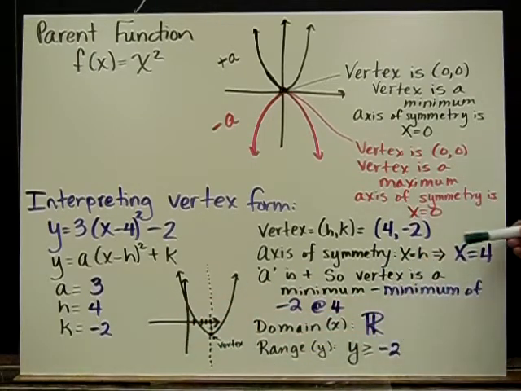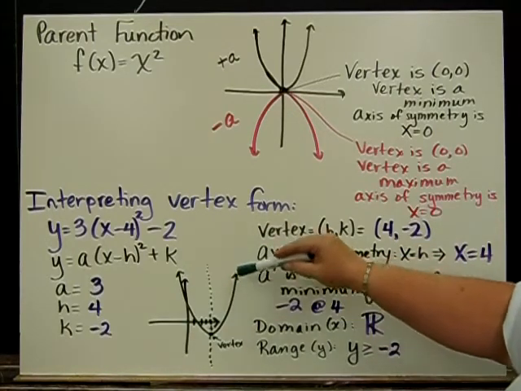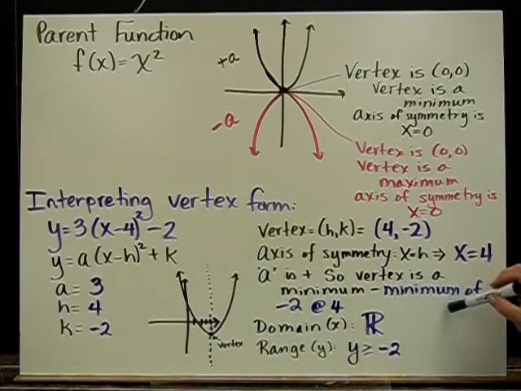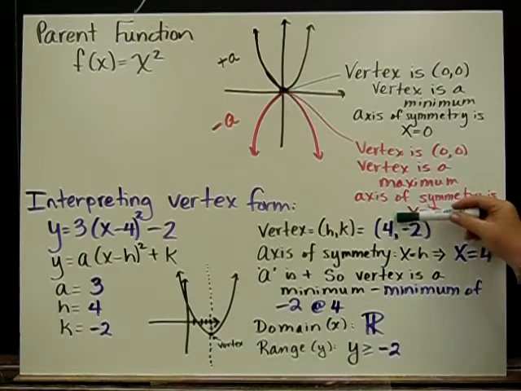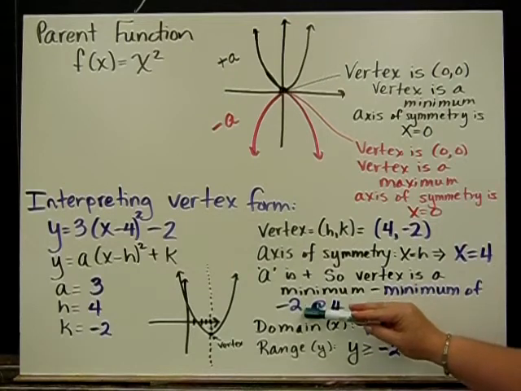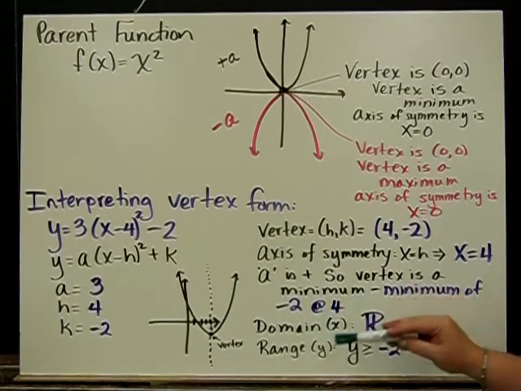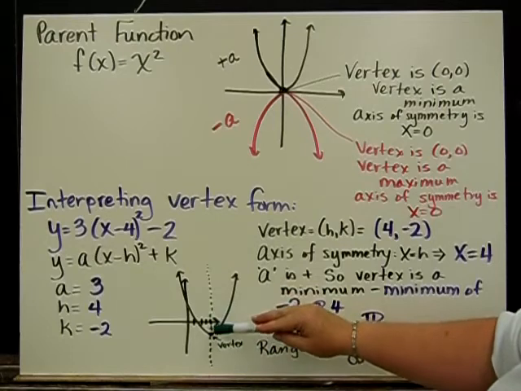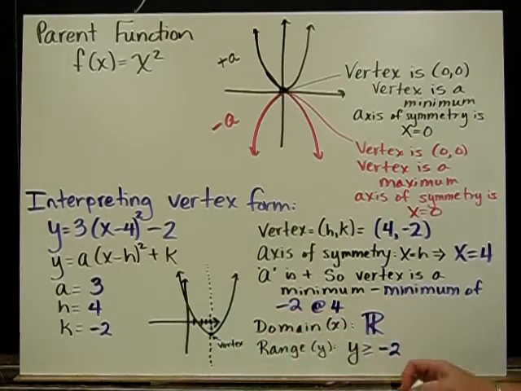The axis of symmetry is the line x equals h, so for this graph it would be x equals 4. A is positive, so we know the vertex is a minimum because we know that the parabola will open up. And this is red, this is the minimum, and this is where it occurs. So we have a minimum of negative 2 at 4. So when x is 4, y is negative 2, and that's our minimum point.